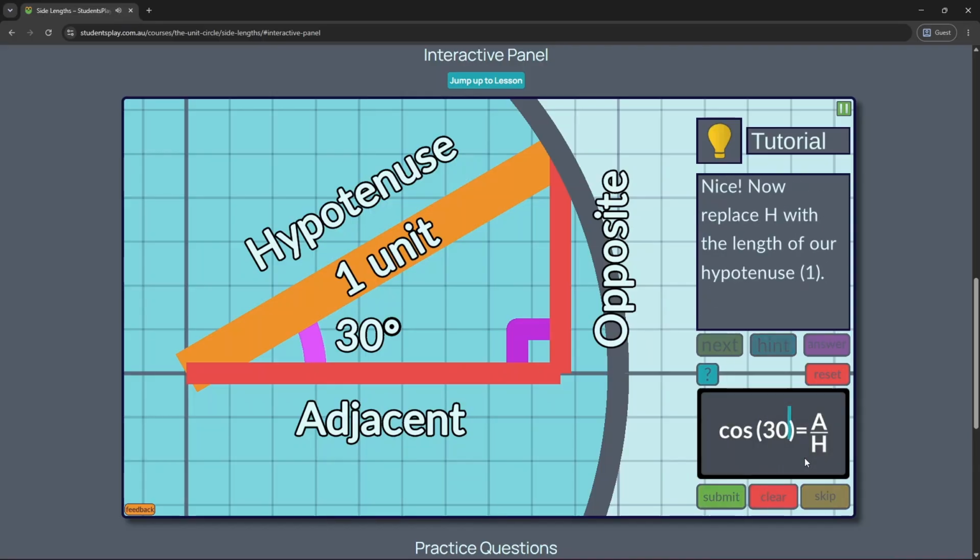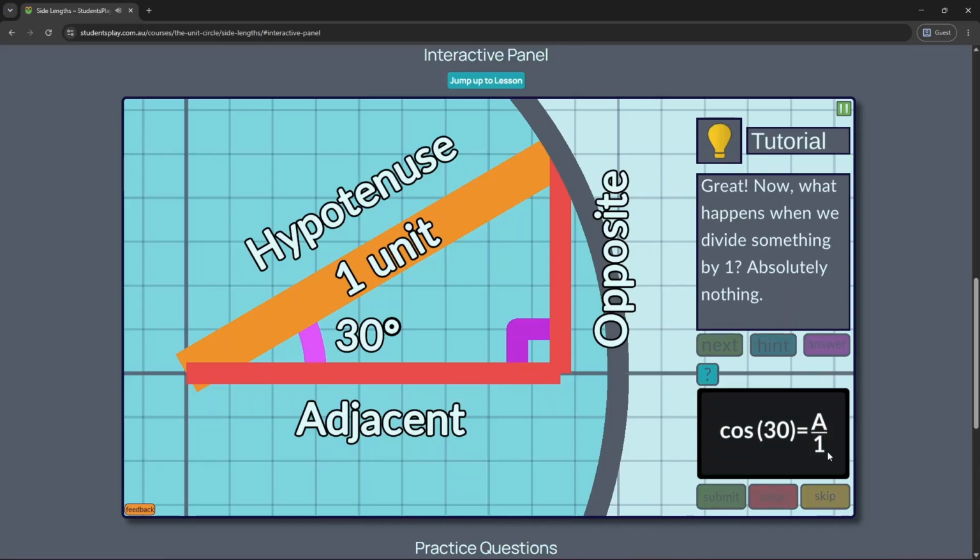Nice. Now replace H with the length of our hypotenuse, which is 1. I'm going to click over here, and it's not quite on the bottom of the fraction, so I'm going to use the arrow keys to go left there. Now I know I'm on the H, so I can backspace and replace it with 1. Great. Now what happens when we divide something by 1? Absolutely nothing.